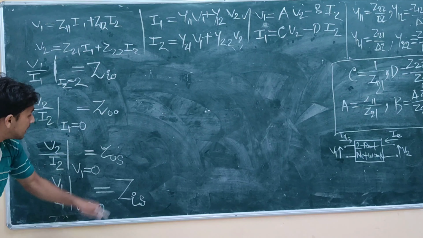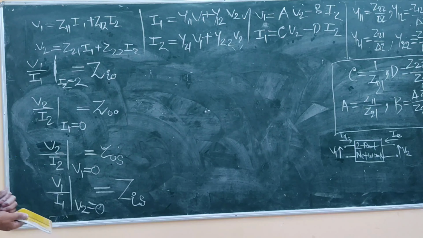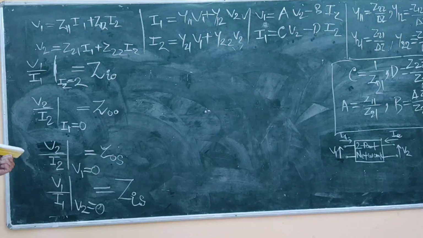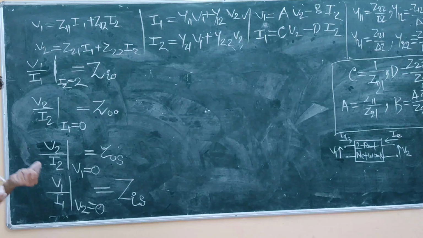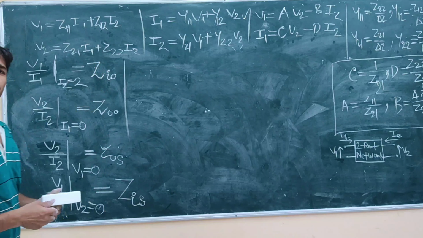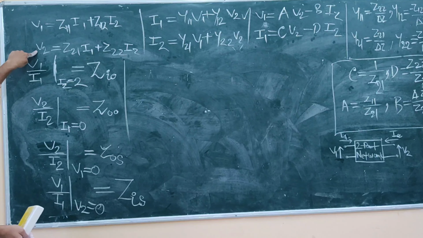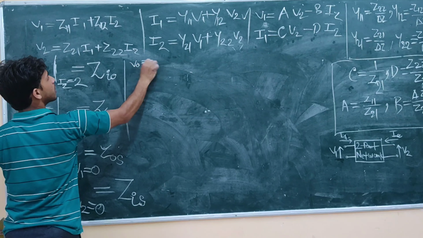So ZIS, ZOS, ZOO, ZIO are the impedance in case of short circuit or open circuit case. Now to establish this short circuit and open circuit impedance in terms of our taken impedance parameter, we have to do some simple math. So to start, we have to consider this equation V2, and we have to take V2 equals to 0.